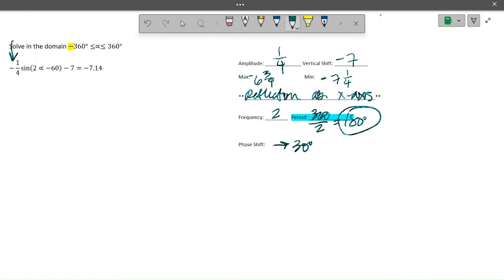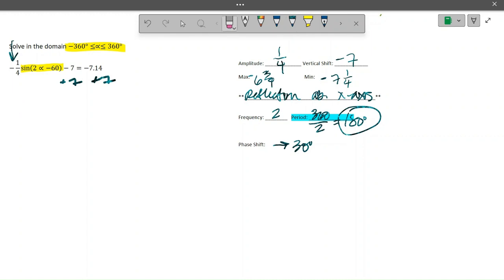Okay. All right, let's go ahead and get solving. As a reminder, our domain is -360 degrees to +360 degrees. And our first goal is to get that sine of 2 alpha minus 60 by itself. So we're going to do that by adding 7 to both sides as a start. When we do that, we get -1/4.